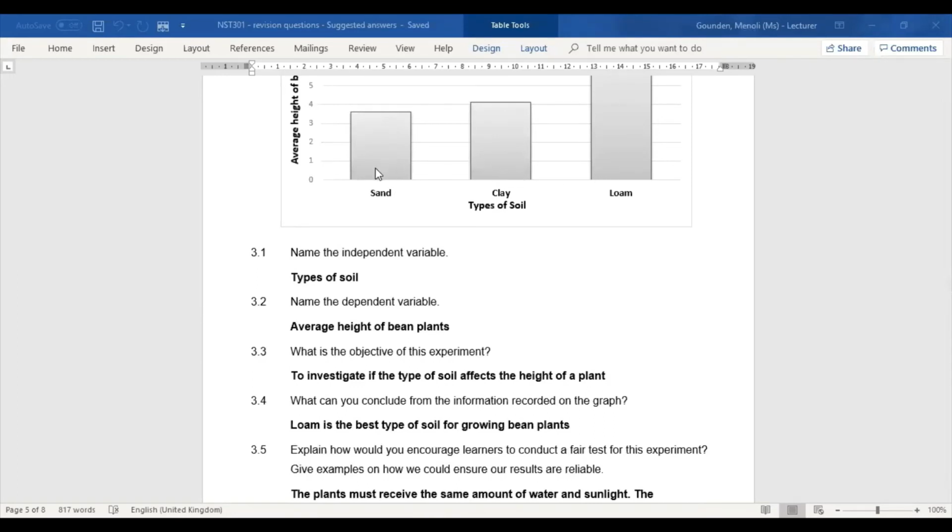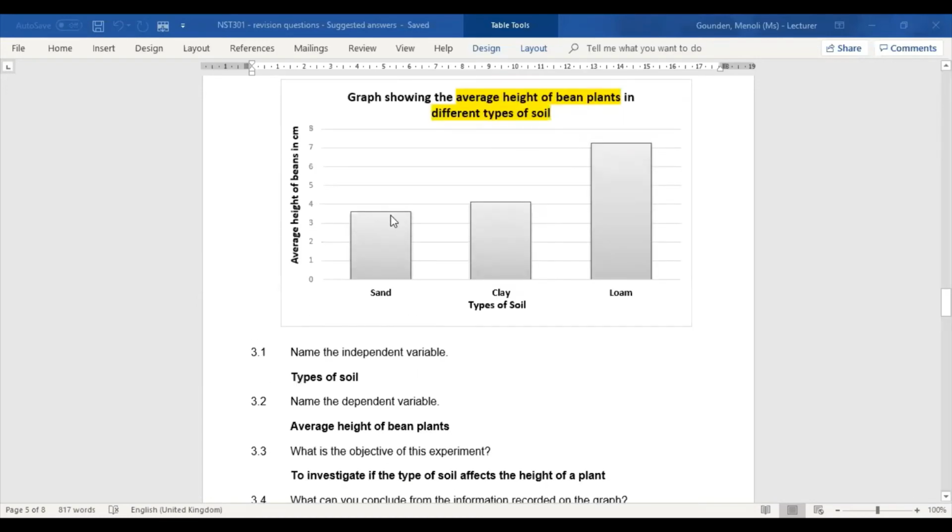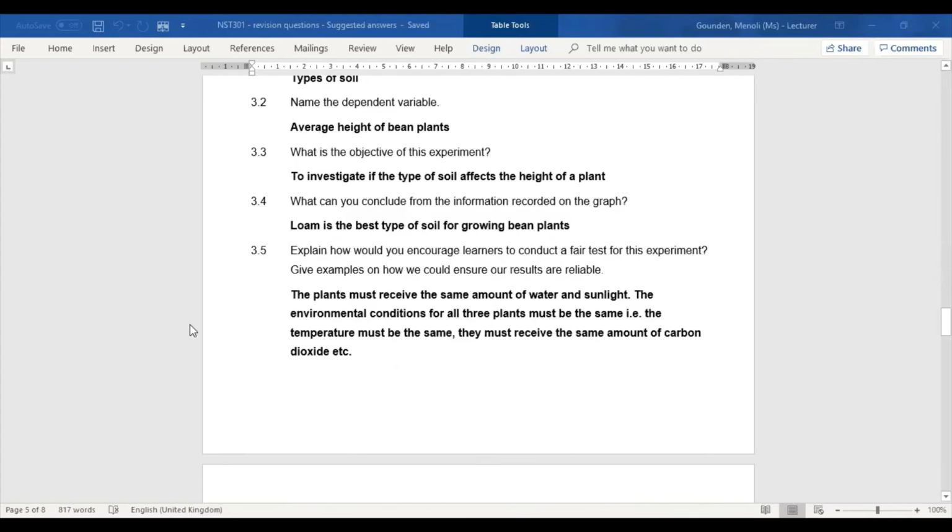So at the end of this investigation, if there's a difference in the growth and the height of the plants, because we kept all other factors the same, we now can conclude that the type of soil is definitely the factor that is causing a difference in the height of the plant. So that is the answer for this experiment. It's talking about what variables must be kept constant or must be kept the same.